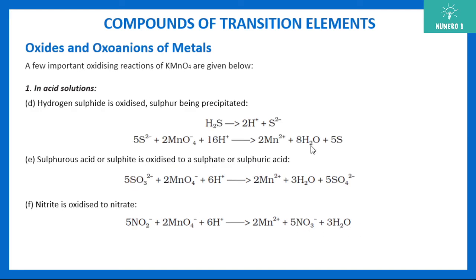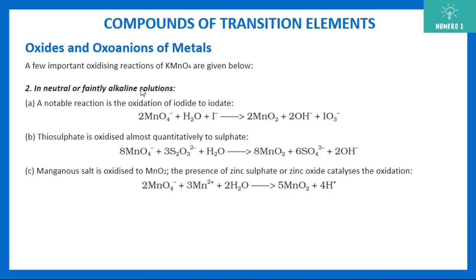In other reactions, with hydrogen sulfide, you can see S2 minus getting converted into sulfur, from minus 2 to 0. In the case of sulfurous acid, sulfur is getting converted into sulfite. Again, the oxidation state of sulfur is increasing. The same is the story with nitrites. In all of them, MnO4 minus is undergoing reduction to the reduced state, that is Mn2 plus.